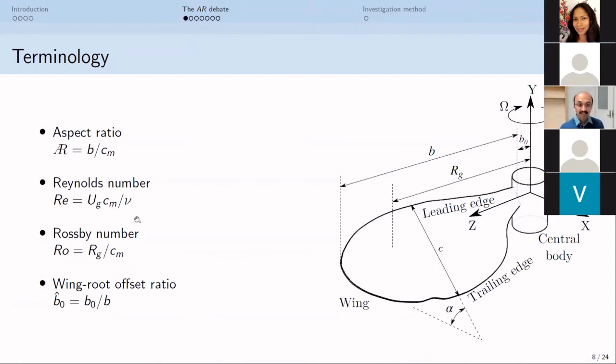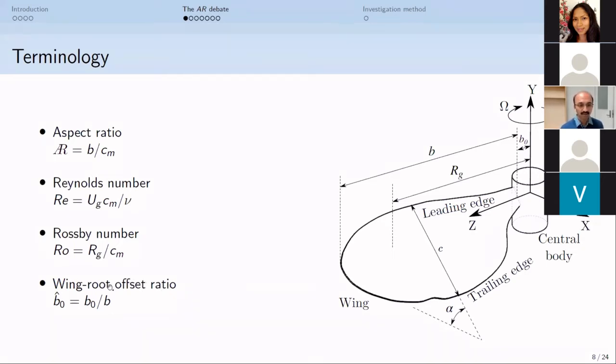The Rossby number is important as well, because here we have a rotating reference frame of the wing, and there is rotational flow inside the leading edge vortex. So because of that, there is a Coriolis acceleration. So the Rossby number is basically a ratio of Coriolis force and inertial force. In this context of insect wings, it's a ratio of two length scales, radius of gyration and the mean wing chord.